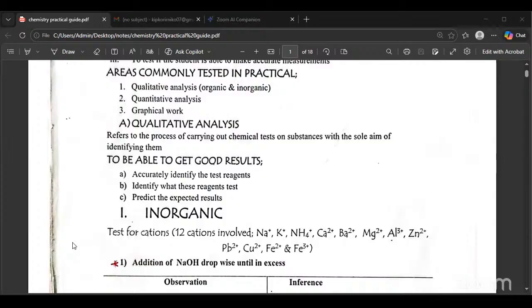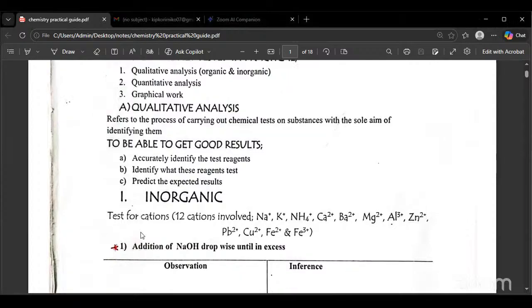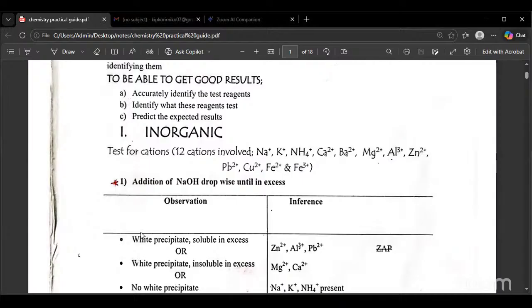So if you have gotten the observation as a brown precipitate forming, of course, now you can tell. And I said there are very many ways of answering these questions. You will see. Now we continue. Observation: when you add sodium hydroxide, drop by drop until in excess. I want you to tell me if you are using these notes or the other one.